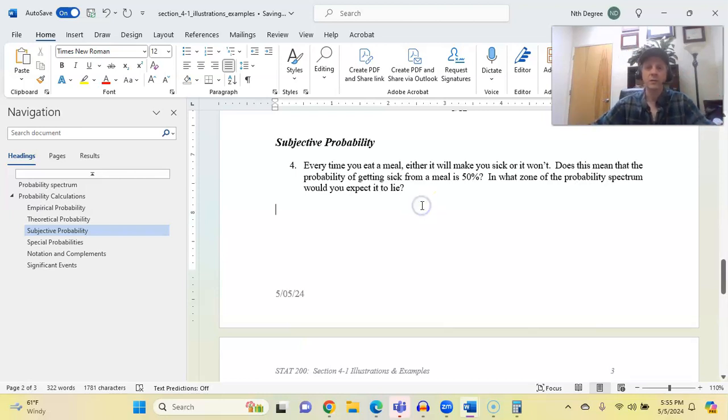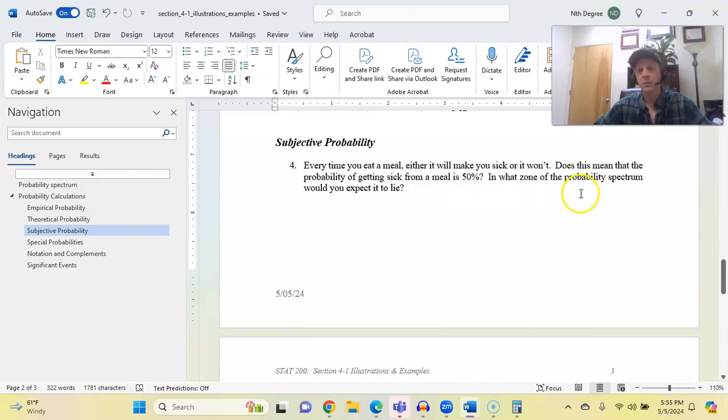No, because remember, this is a common fallacy. Events are not always equally likely. So just because there may be 2 possible outcomes, it doesn't mean that each one occurs 50% of the time. Some things are inherently equally likely, like dice, and some things are not, like getting sick from a meal. So I just want you to be aware of that fallacy, that difference. So no, the probability of getting sick from a meal is not 50%.